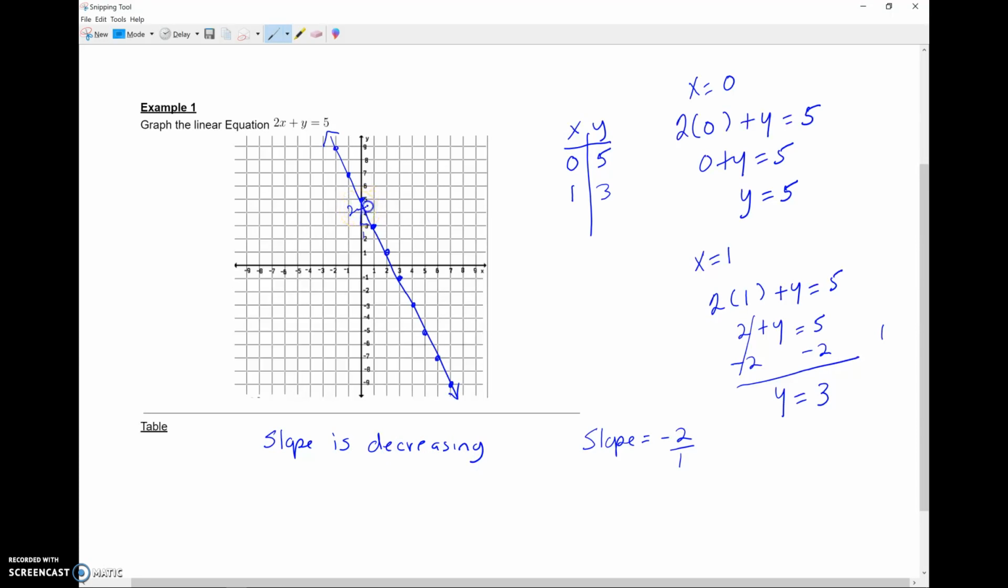Also, this point that is circled, 0, 5, is what we call the y-intercept. That's where it crosses the y-axis. And this point here, which we're having a hard time to define, this would be the x-intercept. And this is the y-intercept. And we say that this line is decreasing, so the slope is negative.